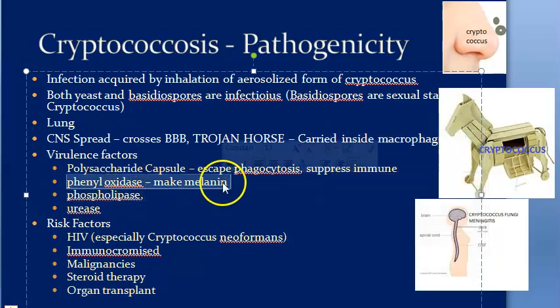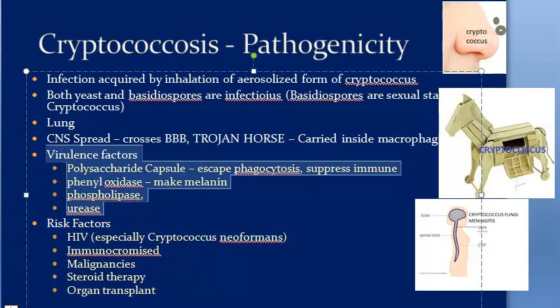Next, we are here, phenol oxidase. So what happens here? It is able to produce enzymes like phenol oxidase, phospholipase, urease, etc. And this phenol oxidase makes melanin. So the ability to make melanin is also a virulence factor for Cryptococcus. Remember the virulence factors and repeat them, please.